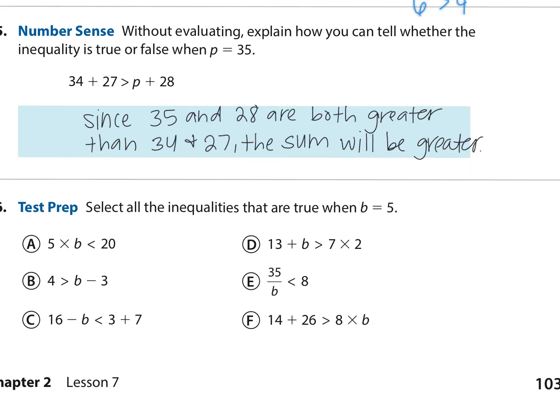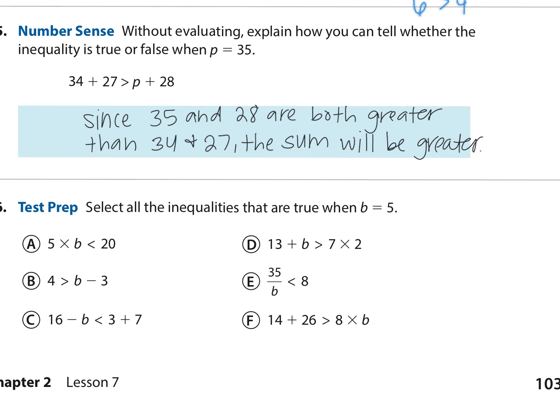Okay, so we left off on number 15. We talked about how you can look at this without even solving it to determine which side will be greater. Now we're looking at number 16, and it wants us to select all of the inequalities that are true if B equals 5. So that means I need to replace, and I also have to solve all of these, because I have to figure out which ones are true and which ones are false.